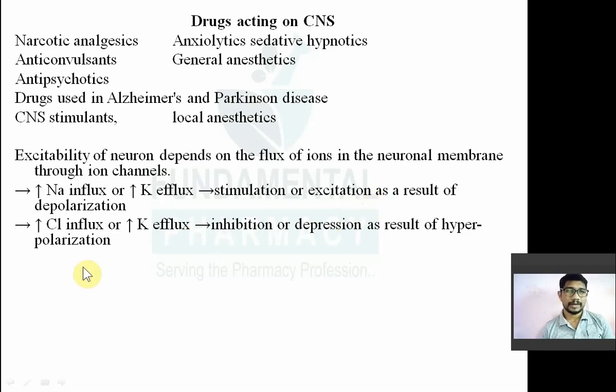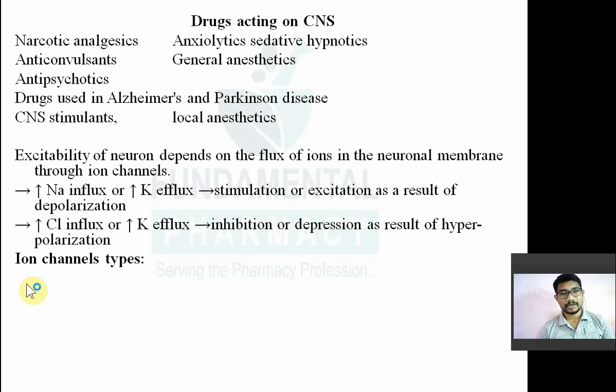And if chloride ion influx occurs, or chloride goes inside the cell, or potassium leaves the cell, in both cases there is an increase in the negative potential inside the cell that leads to hyperpolarization of the neuronal membrane, and it causes depression or inhibition of action.